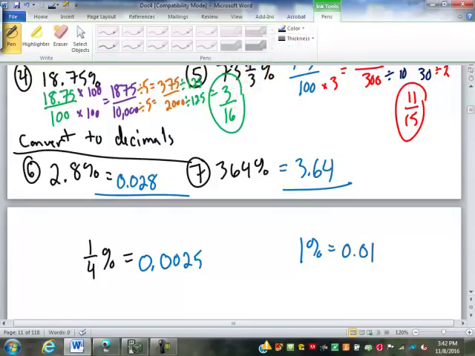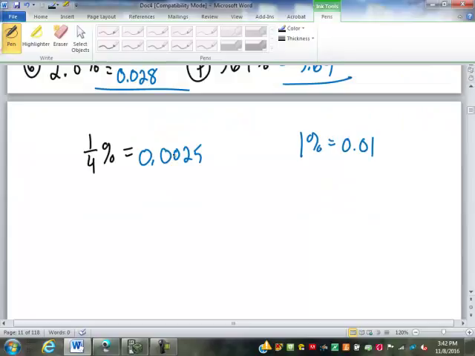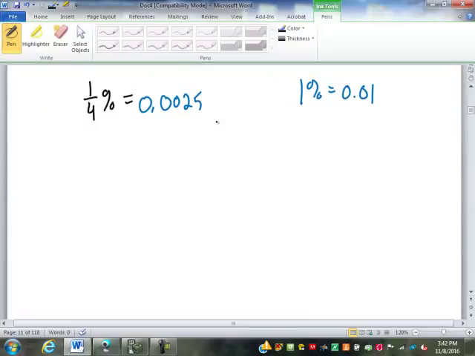Those benchmarks are huge when we're working with percents. In fact, there are a lot of calculations we can do with percents just using benchmarks without really doing any calculations at all. Let me show you what I mean by that.